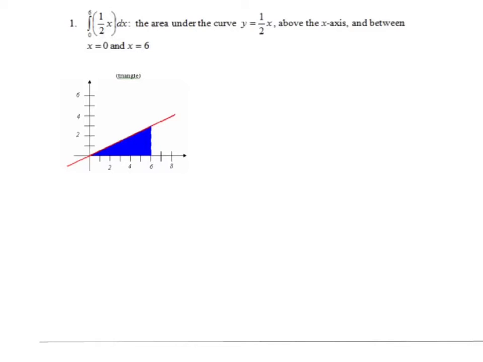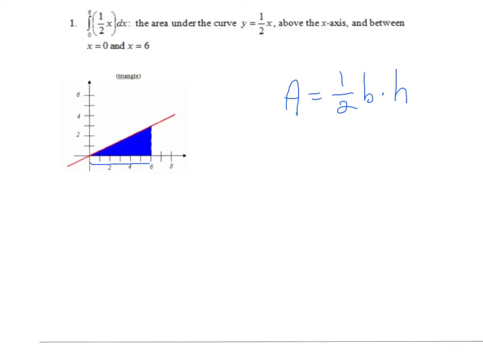Right here we see the line y equals 1/2 x. It goes through the origin and has a slope of 1/2, up 1/2. So here you can see the red line, and you see the x-axis. From 0 to 6 on the x-axis, if I just want to find the area, the blue part between the graph and the axis, it's in the shape of a triangle. All right, and we know that the area of a triangle is 1/2 base times height.